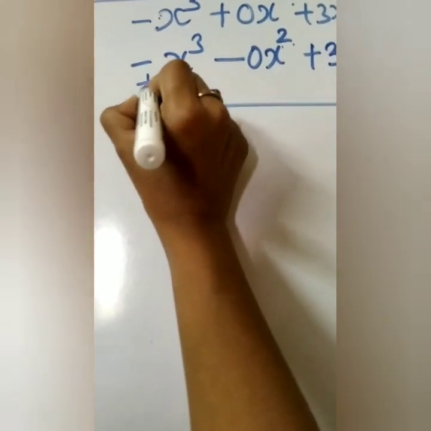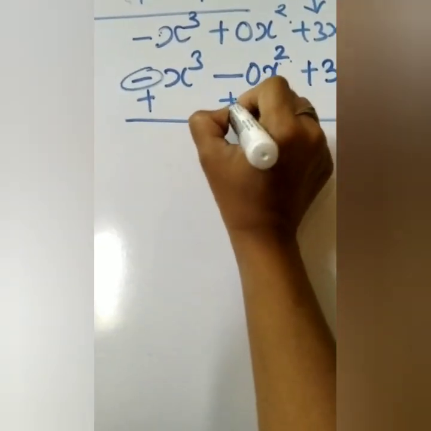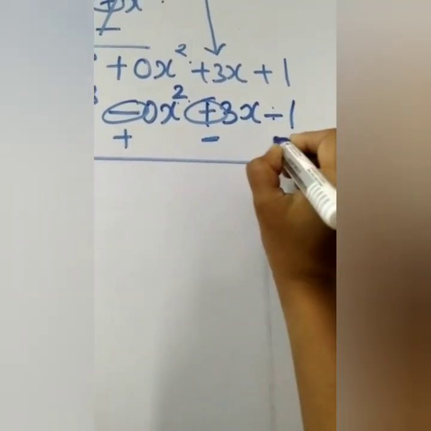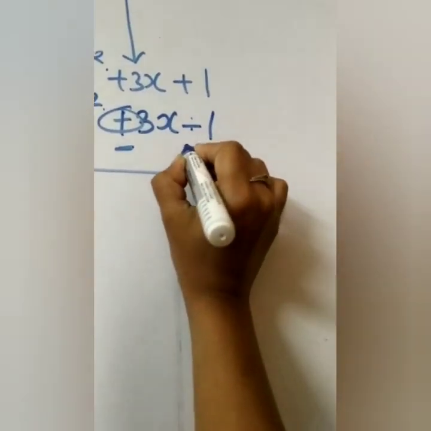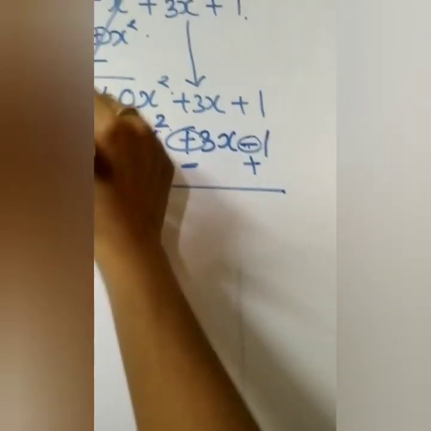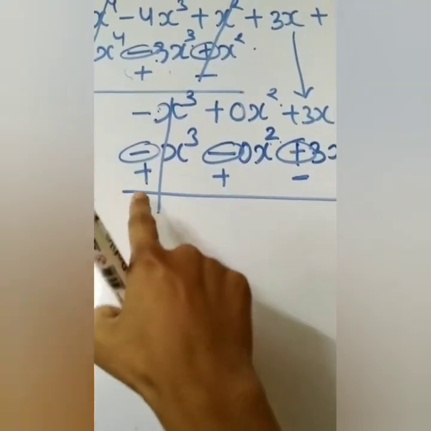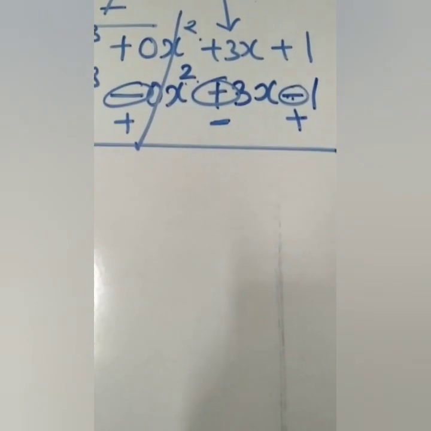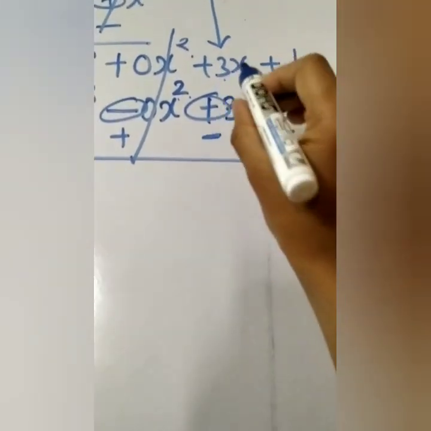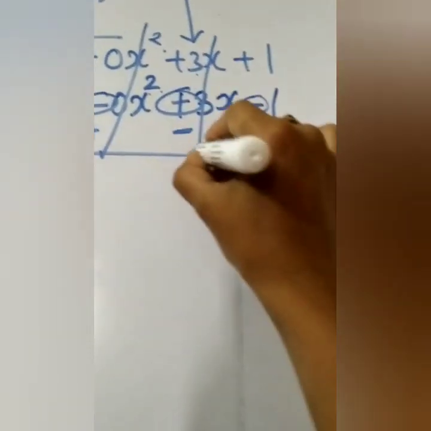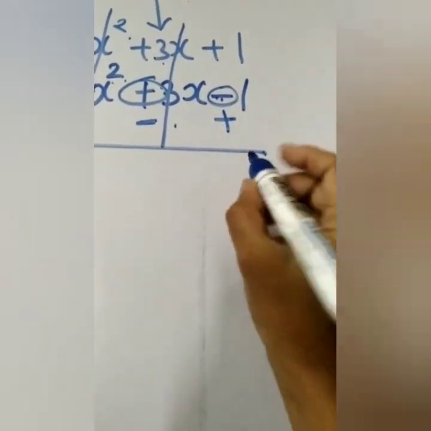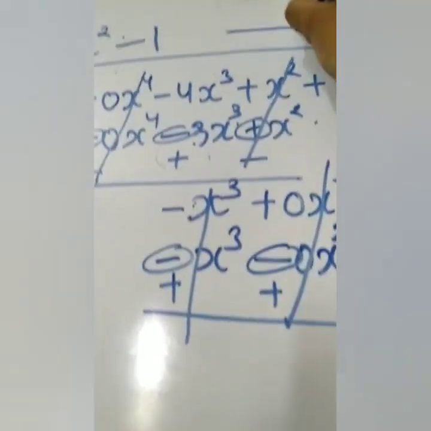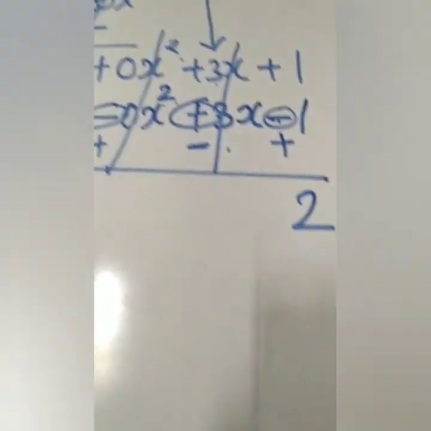Here we have to change the sign. This minus will become plus. This minus will again become plus. This plus will become minus. And this minus will become plus. So here this term will cancel out, one is plus, one is minus. 0 is 0, so no need to write anything. Here is plus 3 and here is minus 3, we will cancel out. And here plus plus will become plus, means the remainder we are getting is 2. So here is our quotient and here is our remainder.